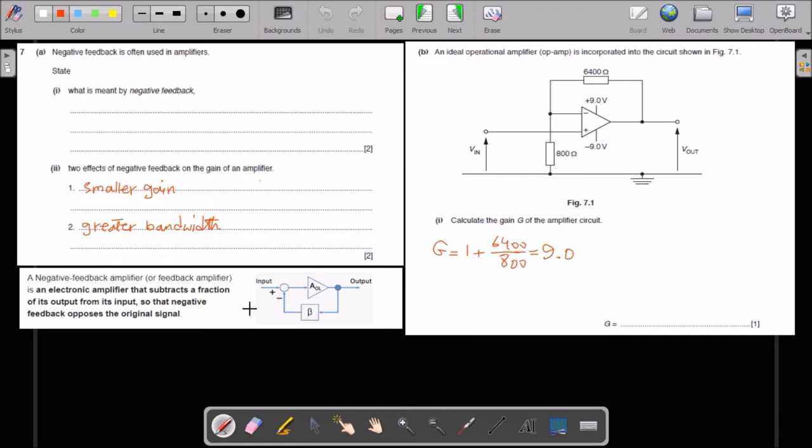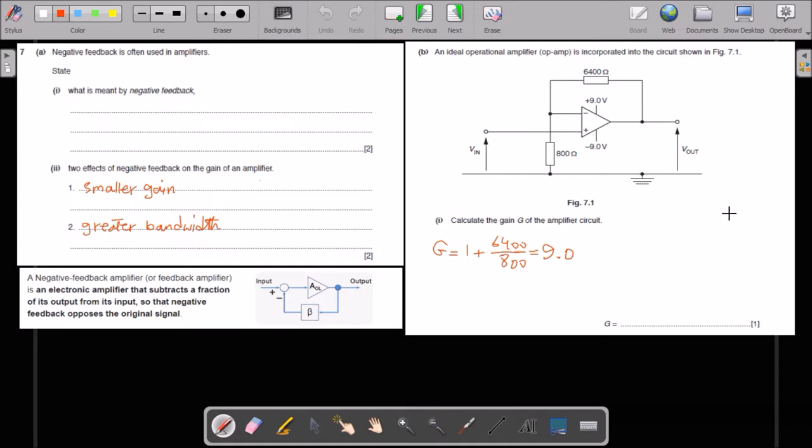Two effects of negative feedback on the gain of an amplifier. Number one, you know that if some of the output voltage comes to the input, the gain becomes smaller. So a smaller gain, this is one effect. And the second one, greater bandwidth. So negative feedback causes greater bandwidth.